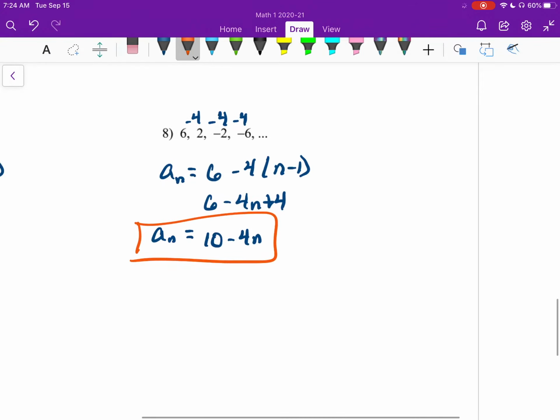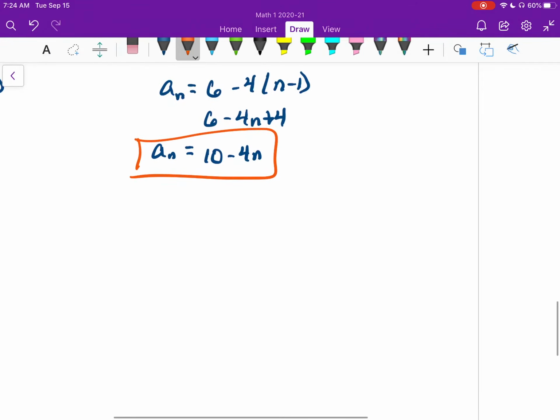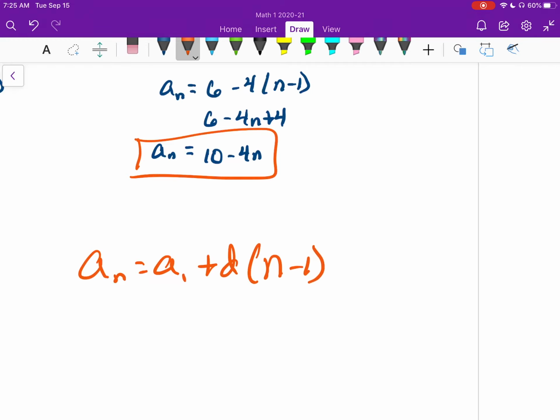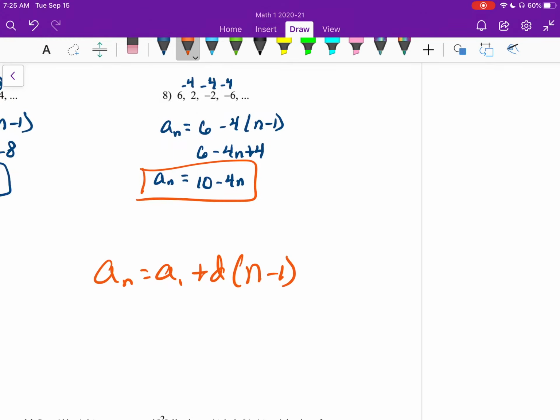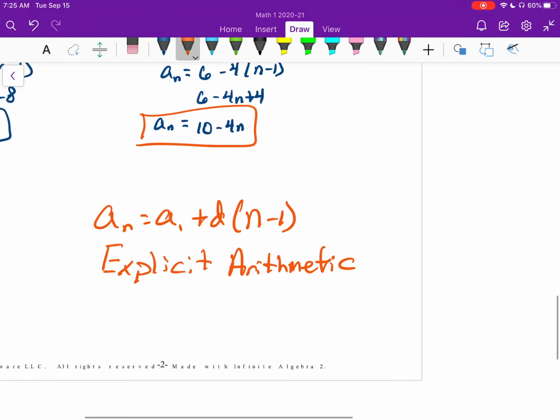All right, and that's it. Make sure that you know the formula. A sub n equals a sub 1 plus the common difference times n minus 1. That's the formula you need for here. This is, let me just write it here, this is the explicit arithmetic formula. Okay? You need to know that. You need to have that written down somewhere.